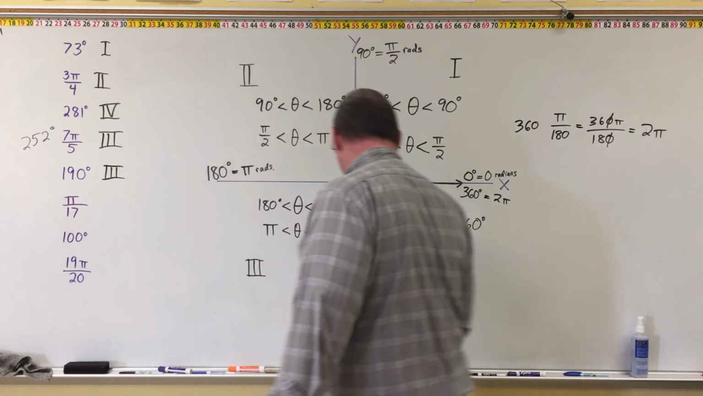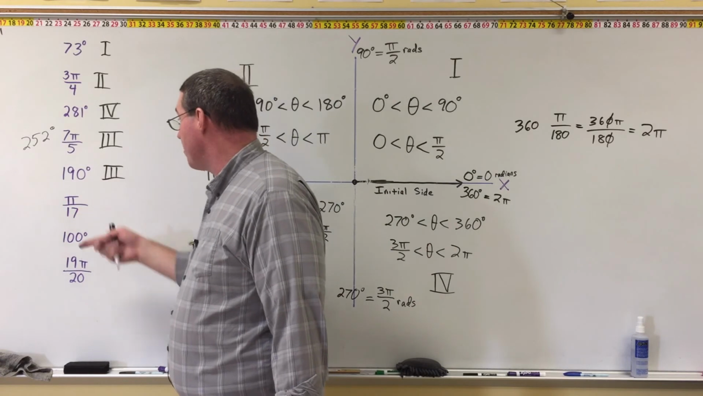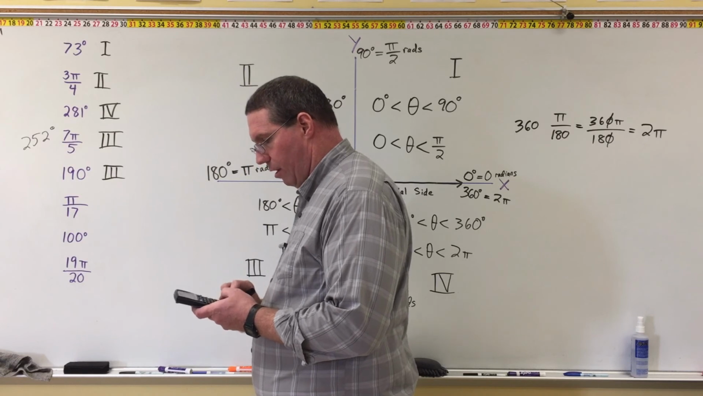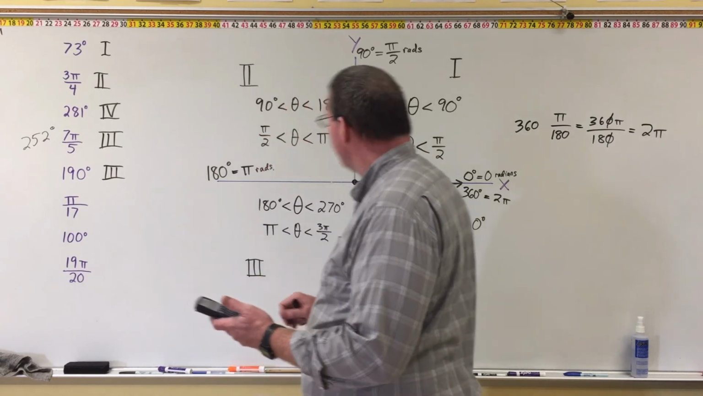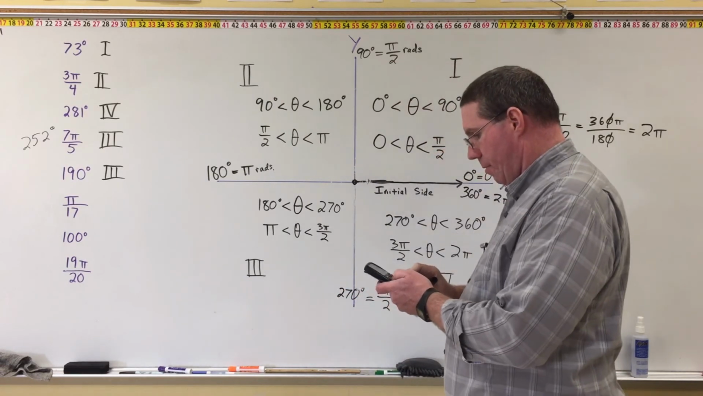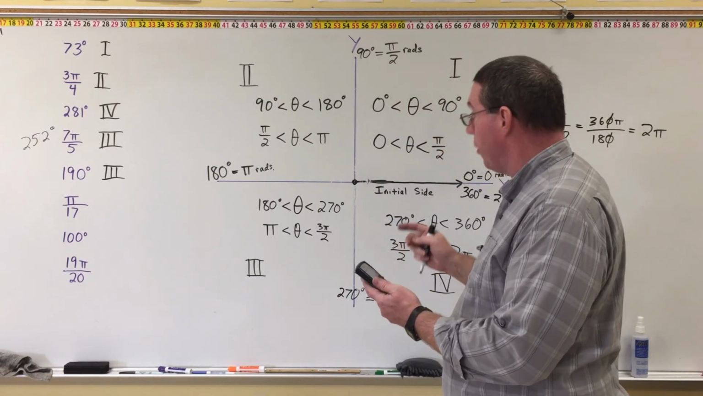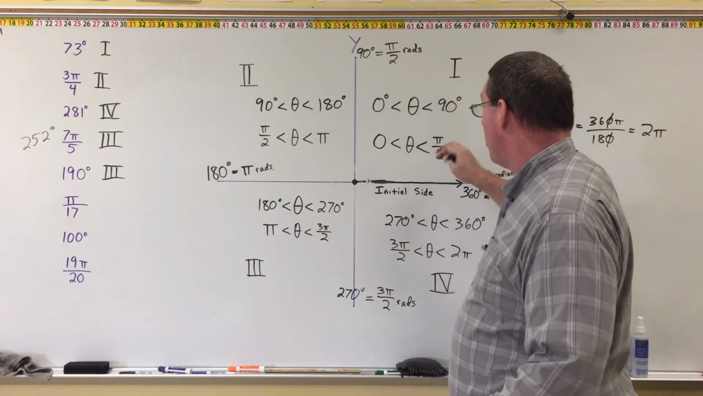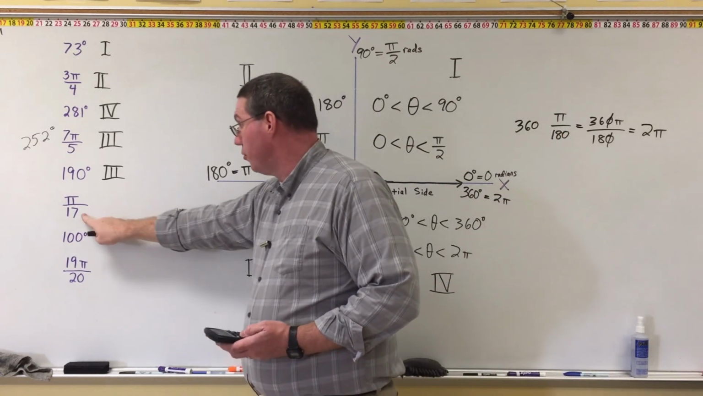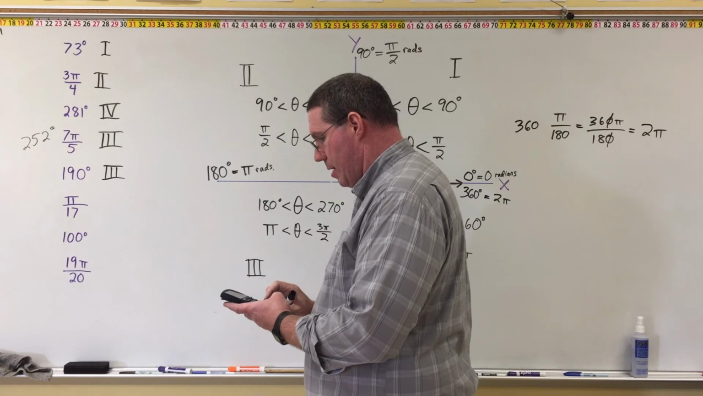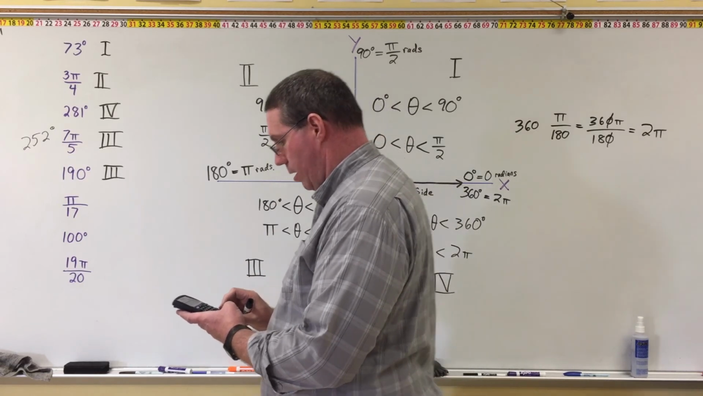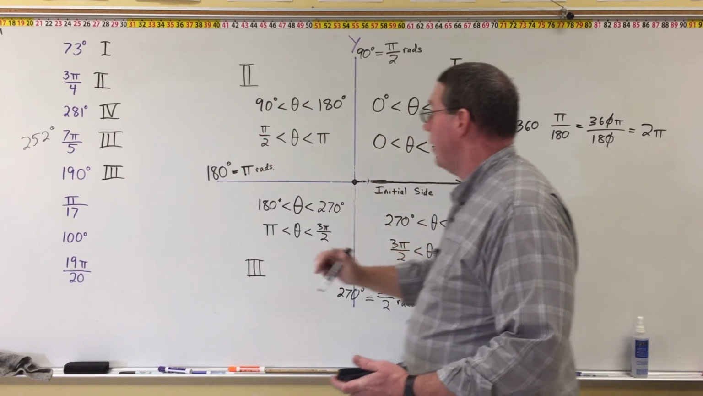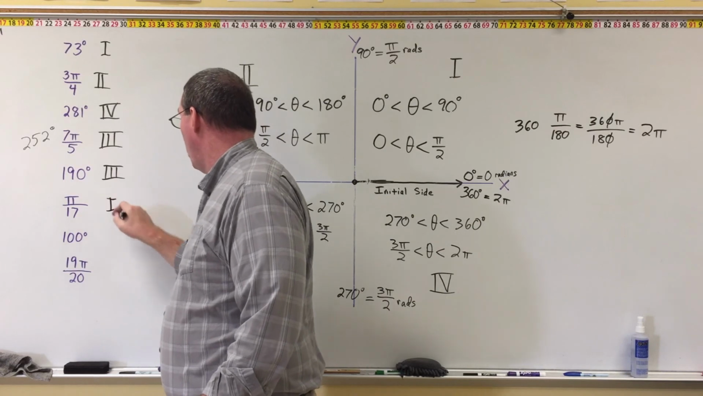How about pi over 17? Well, I know that pi over 17 is a very small number. In fact, I can do this one in the calculator. If I did pi divided by 17, that's 0.18. If I did pi over 2, that's 1.57. So if this is 1.57 and I just got 0.18, well then it's definitely smaller than pi over 2. I can also convert it into degrees, which would be 180 over 17, which is 10.58 degrees, and that's between 0 and 90 degrees. So this one is in quadrant 1, okay?